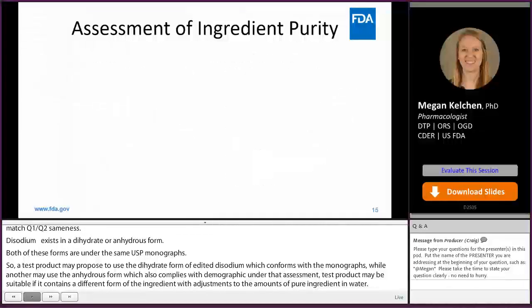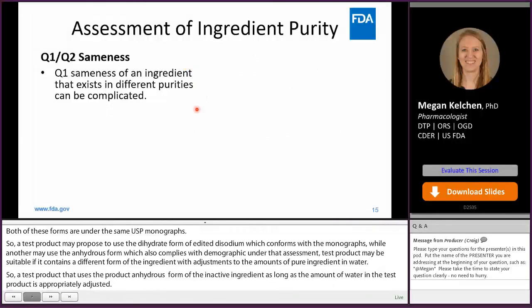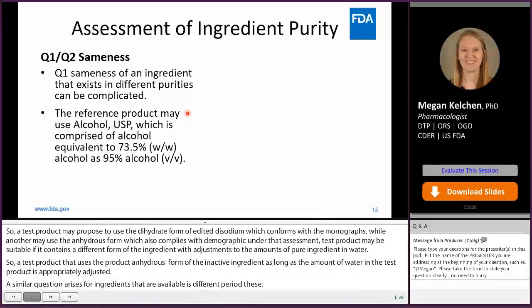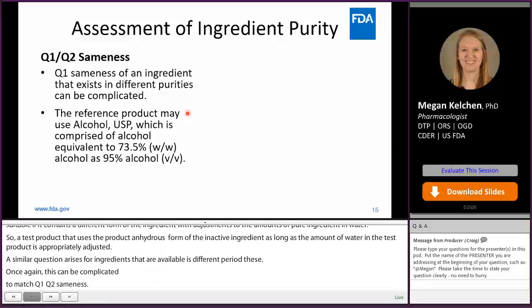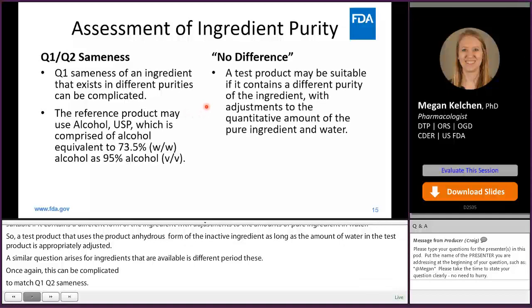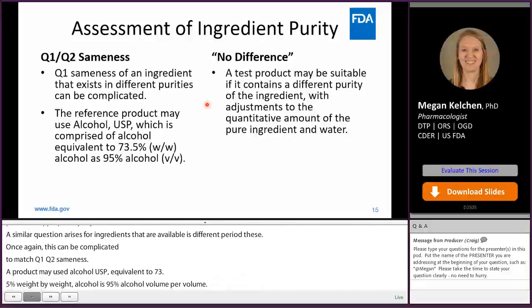A similar question arises for ingredients that are available in different purities. And once again, this can be complicated to match Q1, Q2 sameness. The reference product may use alcohol USP, which is comprised of alcohol equivalent to 73.5% weight by weight alcohol, or 95% alcohol volume per volume. Under the no difference assessment, a test product may be suitable if it contains a different purity of the ingredient with adjustments to quantitative amounts of the pure ingredient and water.